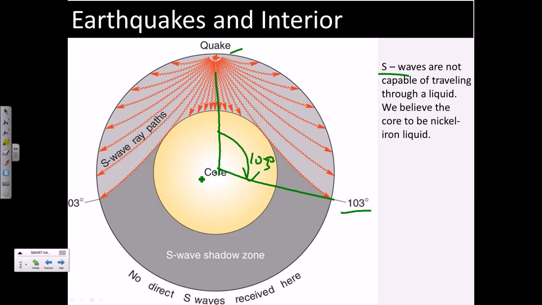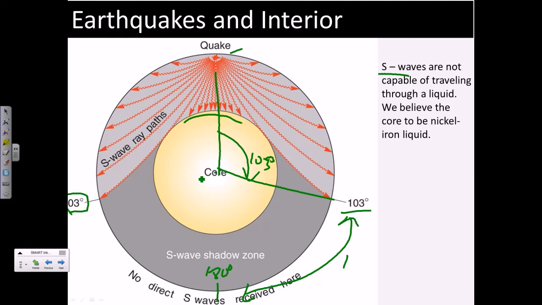But what we also see is that for the S wave shadow, there are no S waves anywhere between 103 and 180 degrees. So that's on the other side of the Earth. There are no S waves in this area. What happens to the S waves is that at the core-mantle boundary, they stop.